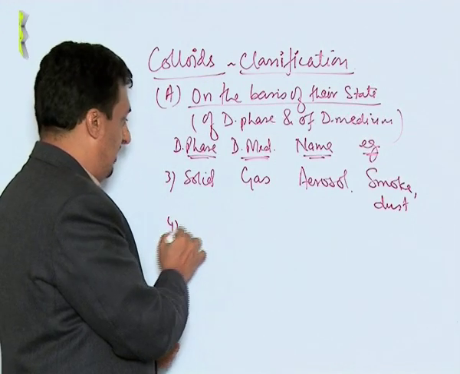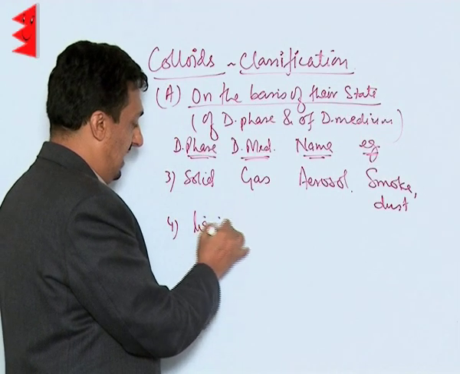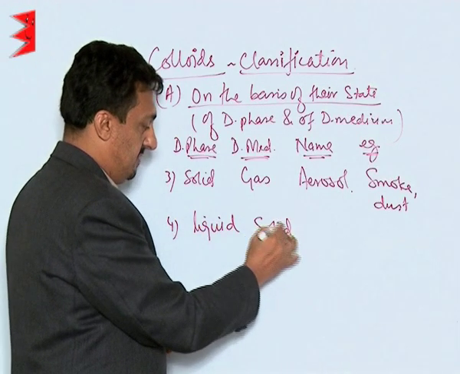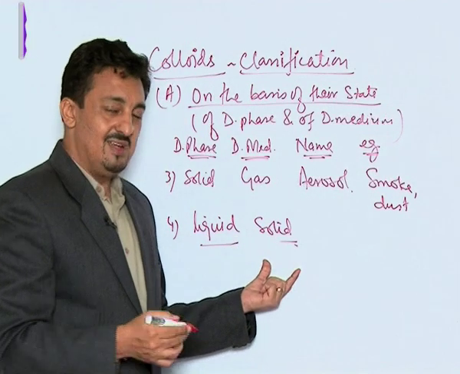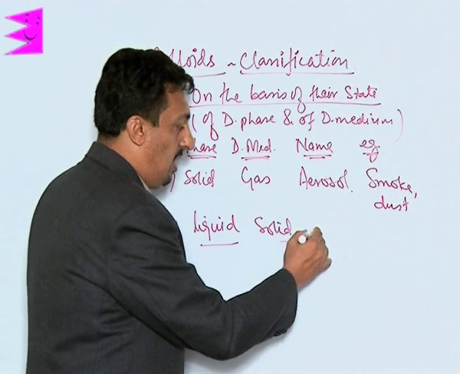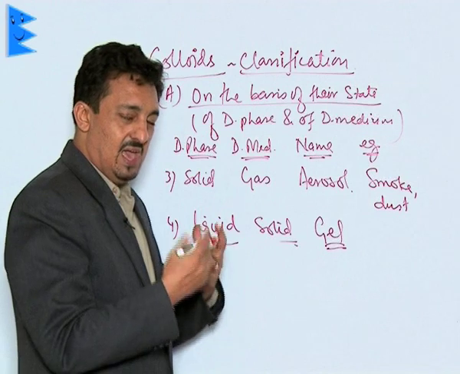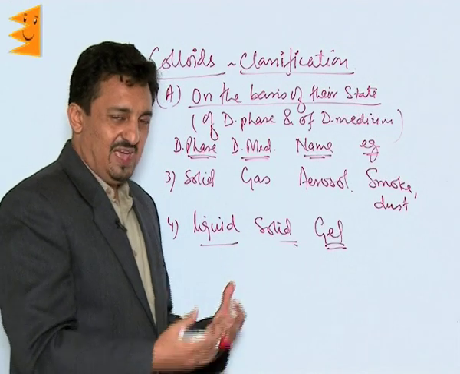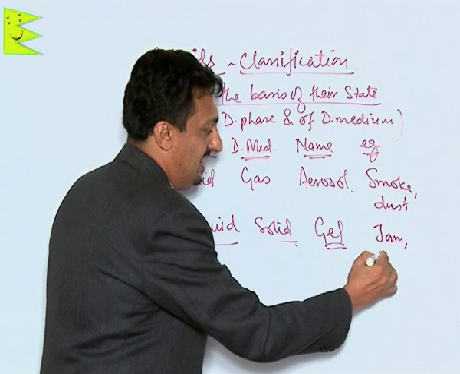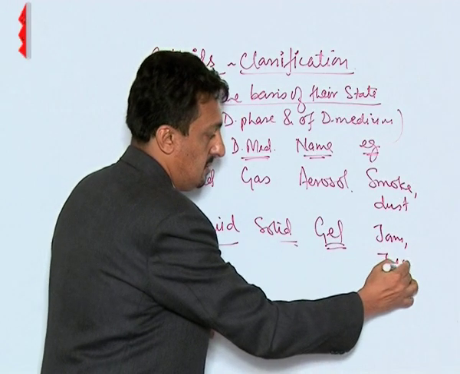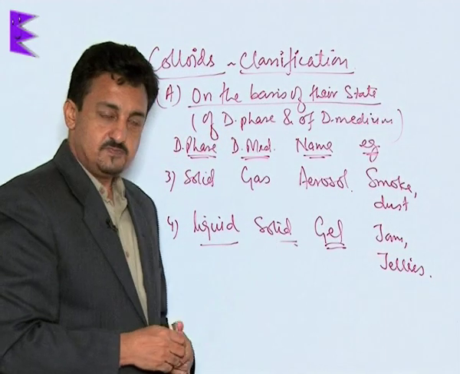Now the fourth type of colloid we can have is one in which we have a liquid in a solid. So when the dispersion phase is liquid in a solid dispersion medium, it's called, remember, gel. So our hair creams, our toothpastes, the jam, jellies, all are examples of this.